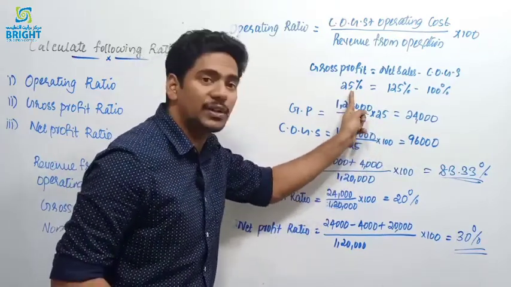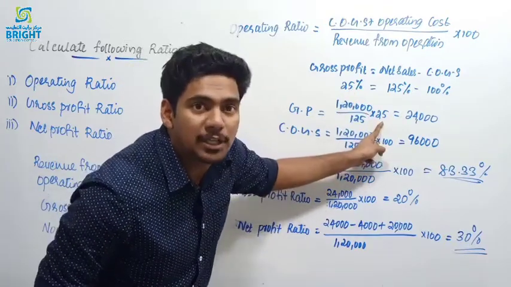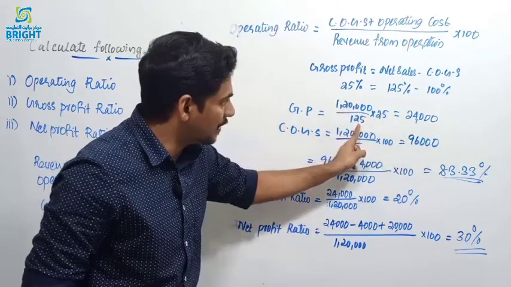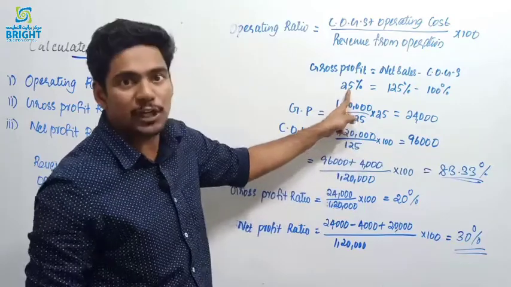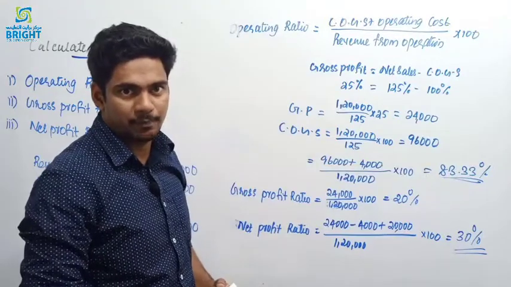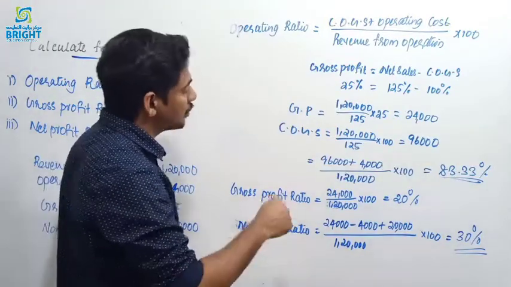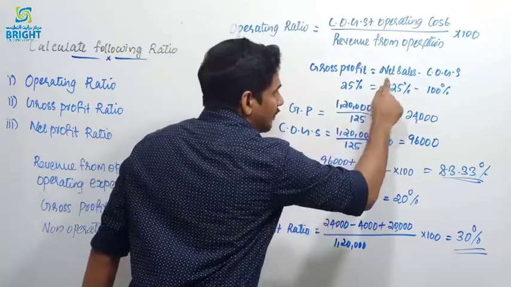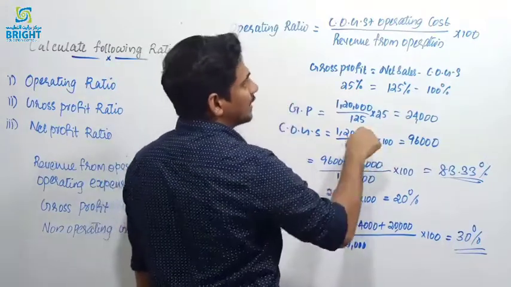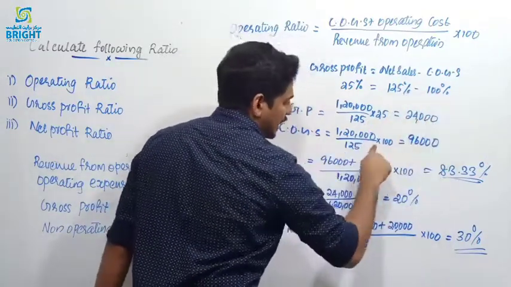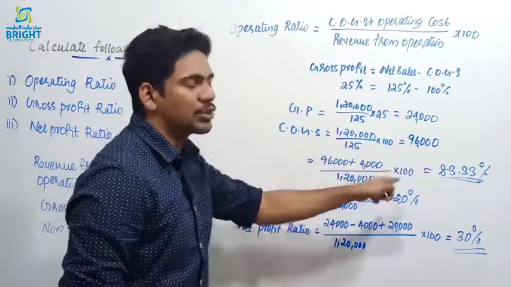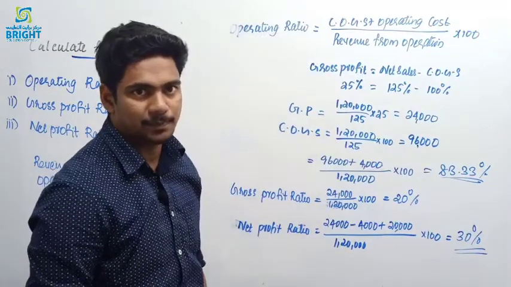If the given value of 1,20,000 is 125%, then gross profit will be 25%. Multiplying by 25, you get 24,000. So the gross profit is 24,000. Also, if 1,20,000 is equal to 125%, then the cost of goods sold will be 100%. Multiplying by 100%, you get 96,000. So cost of goods sold is equal to 96,000.